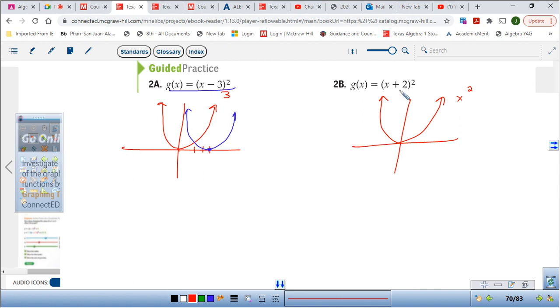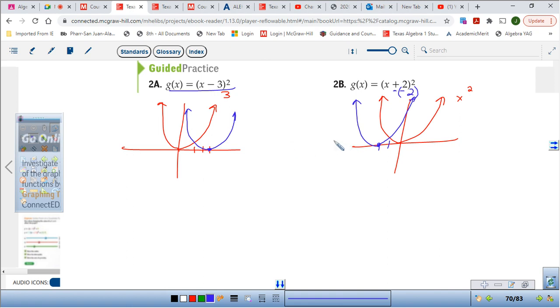So please remember, that one right there is a double negative. Man, I don't know what I was thinking. Double negative. So that one right there in that situation, we're going to go to the left 2. 1, 2, and we go up. These two are the same width.